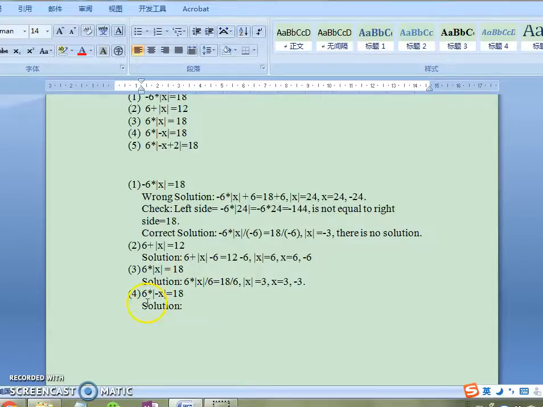Again, it's 6 times negative x absolute value. So the operation on the left side is a multiplication. We need to divide it by 6 to both sides first, okay? Divided by 6.